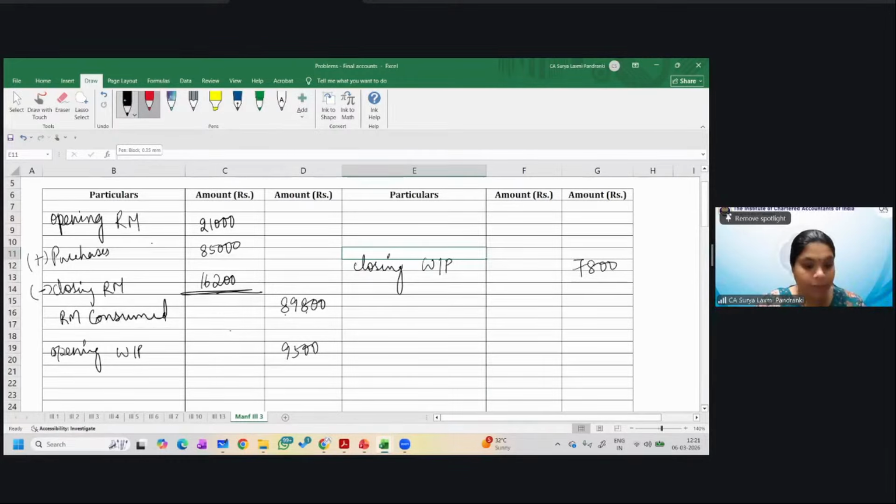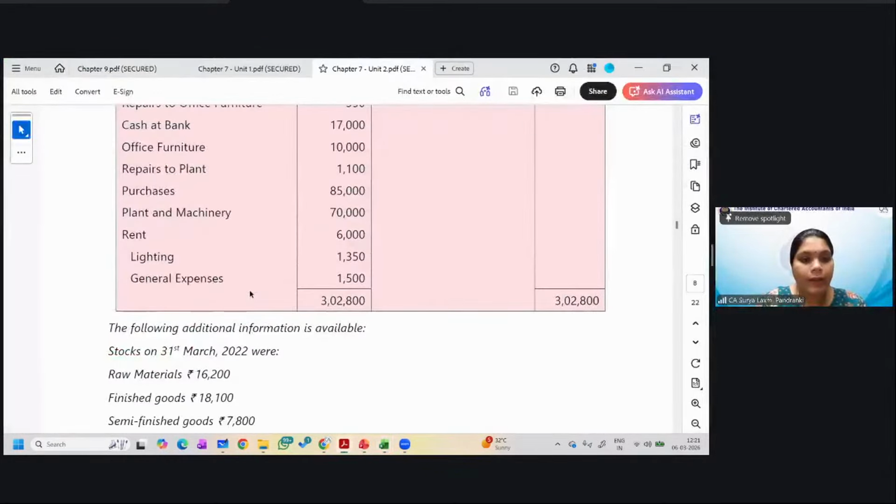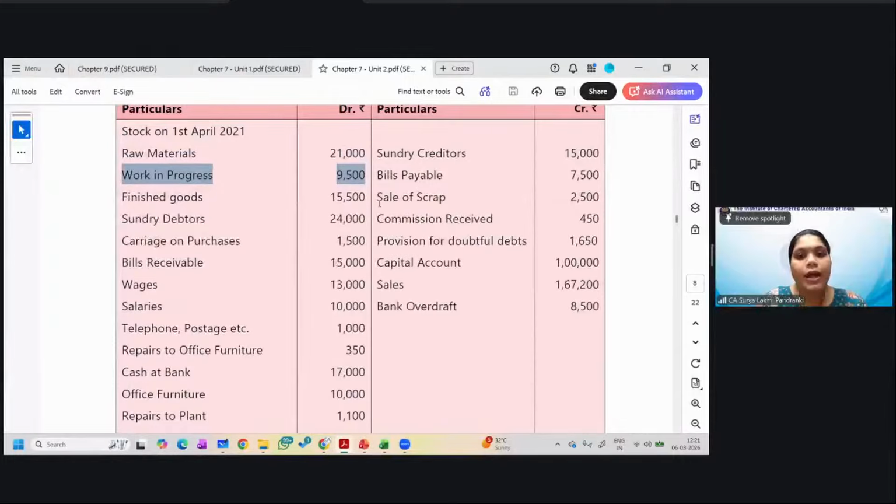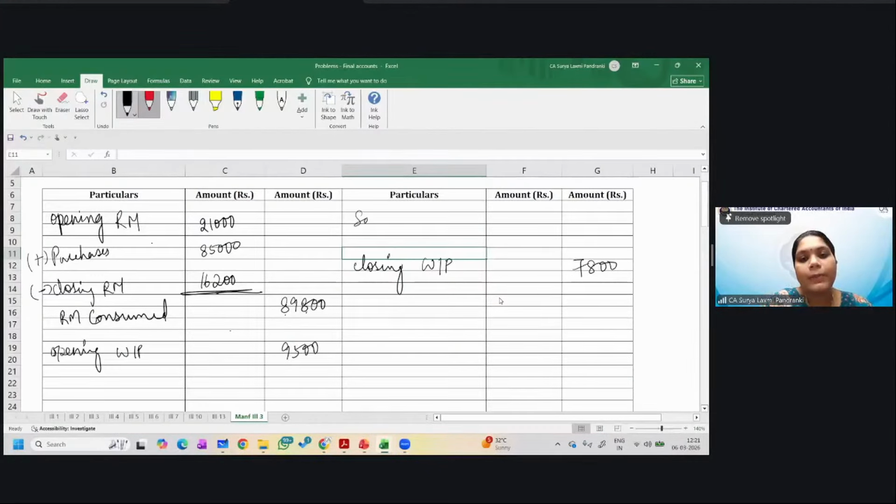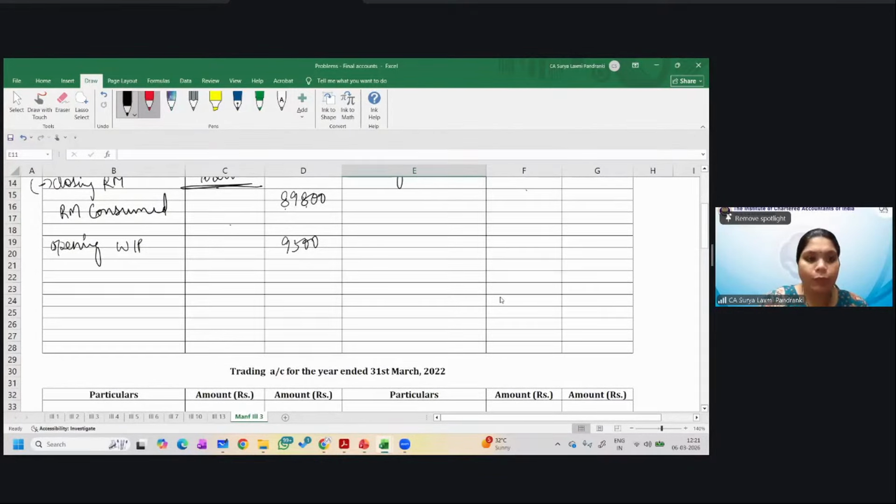Okay, what else do we have? We'll go back to the trial balance. We also have a sale of scrap. If you see, this sale of scrap also will form part of your manufacturing account, because this is an income that is coming out of the scrap that is sold as part of your manufacturing, right? Scrap is part of your manufacturing, so income from that also has to be shown in your manufacturing account, which is 2,500, right? This is also done.